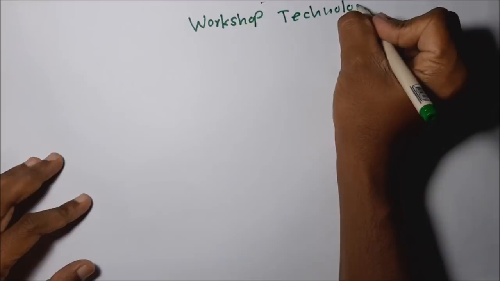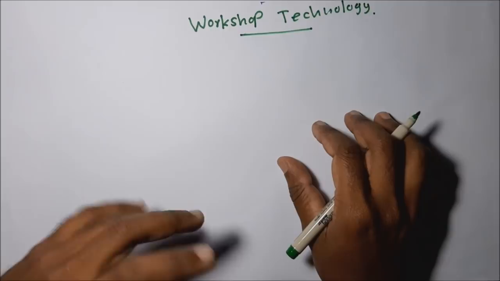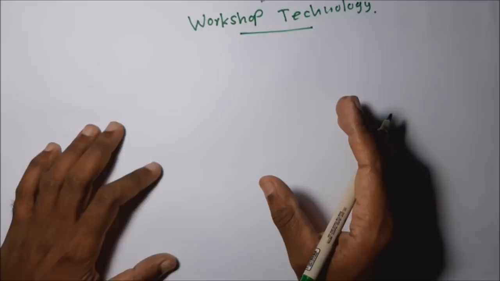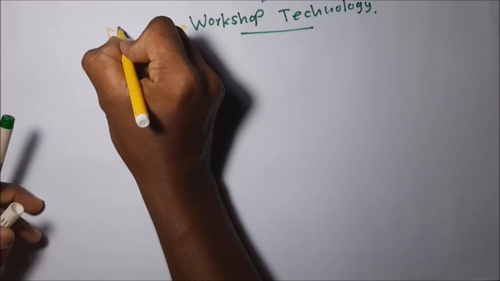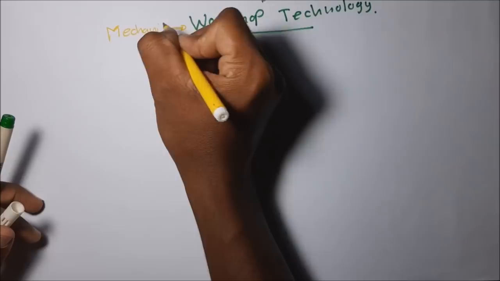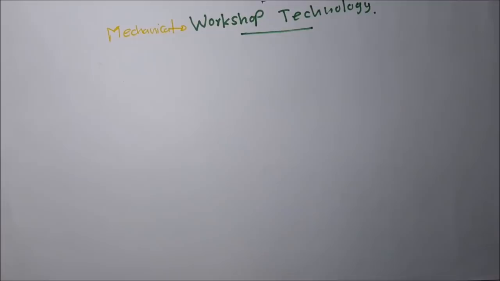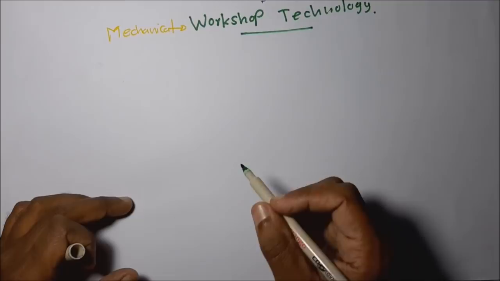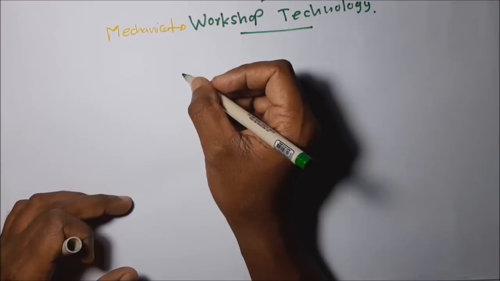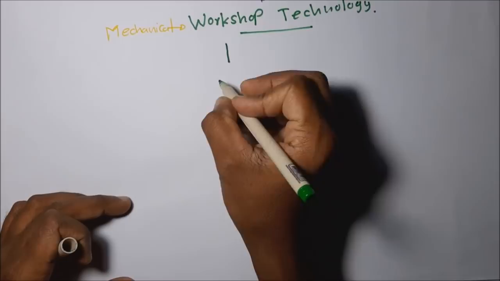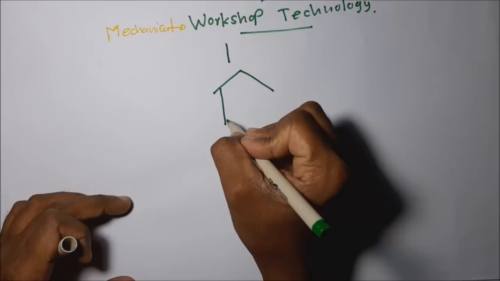The workshop technology. The place where some specific task is carried out is called a workshop, but we are mainly focusing on mechanical workshop. So where the mechanical task is carried out, you can call it a workshop. So what are the mechanical tasks? Manufacturing or repairing work, we can call it a mechanical task. A place where some mechanical task is carried out, you can call it a mechanical workshop.